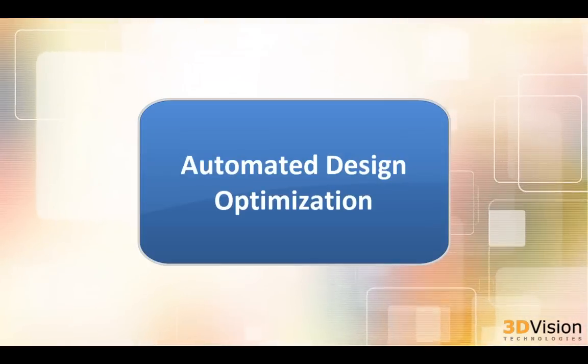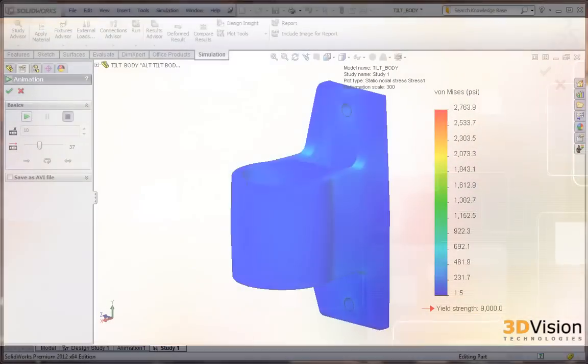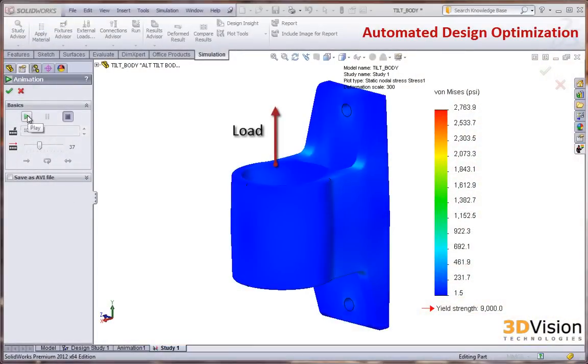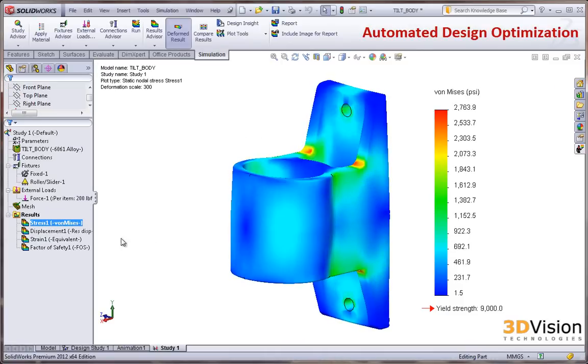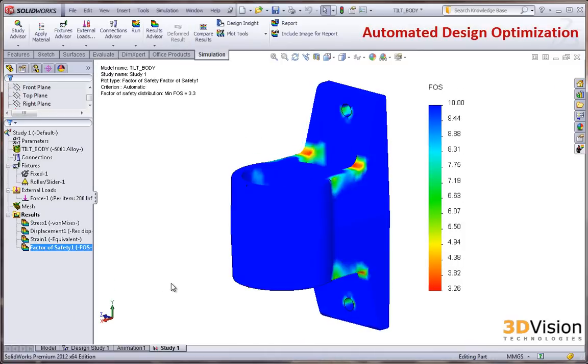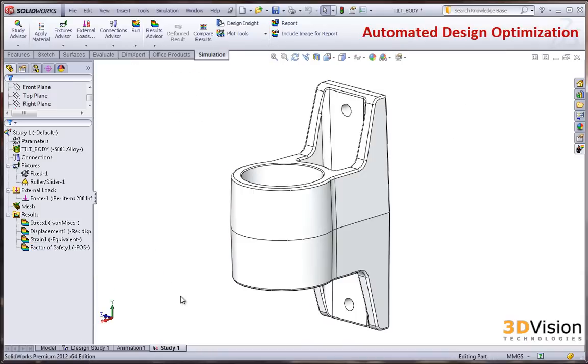Reason 1. Automated design optimization. In this model, we performed a stress analysis using SolidWorks Premium. SolidWorks Premium tells us how safe the design is based on the applied load. You can see here that the original design is 3 times as safe, too safe for its application. The goal is to make the product lighter while keeping its safety factor above 2.